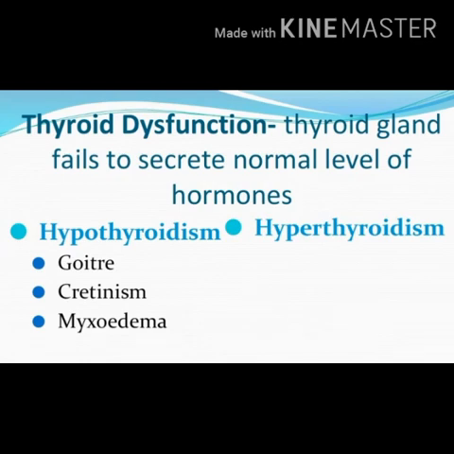Next is thyroid dysfunction. It means that when the thyroid gland fails to secrete a normal level of hormones, we call it thyroid dysfunction. When the thyroid level is lower than normal, we call it hypothyroidism, and when it is higher than normal, we call it hyperthyroidism. For hypothyroidism, the abnormal conditions are goiter, cretinism and myxedema. We will see them one by one.